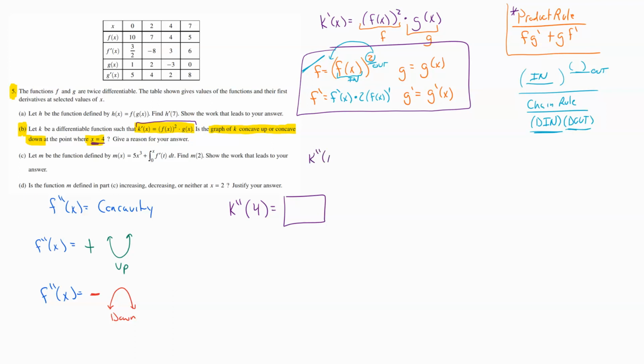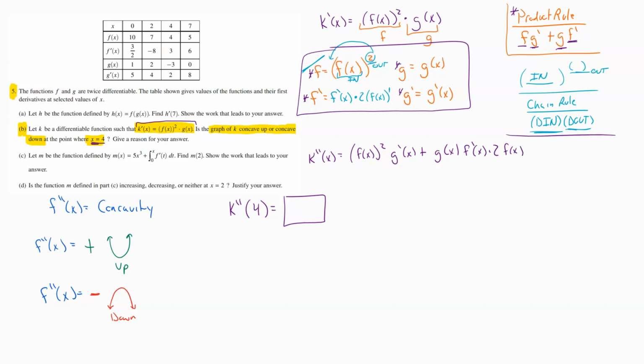So our k double prime of x is going to equal, first go grab f. So that's just going to be our f of x squared. Multiply that by g prime, so that's going to be g prime of x, plus go grab the g piece, that's going to be g of x, and then we're going to multiply that by f prime, our derivative here. So this would be f prime of x times 2 times f of x.